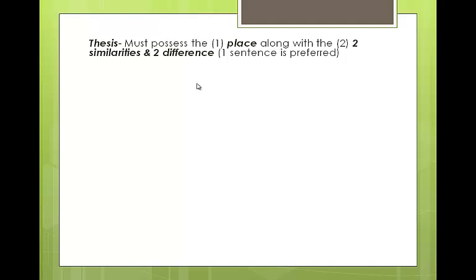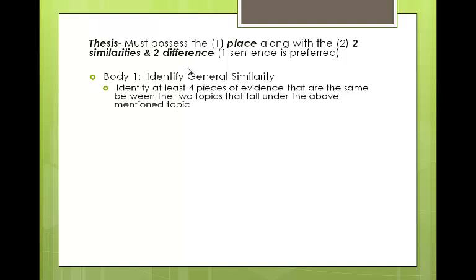Alright, so your thesis. Let's start there at the top. It must possess the place, the locations that you are comparing and contrasting, in addition to the two similarities and differences. It must be in one sentence. Secondly, the first body paragraph, this is how it should be set up. You would identify the general similarity. Then you would identify the 4 pieces of evidence that are the same between the 2 different topics.